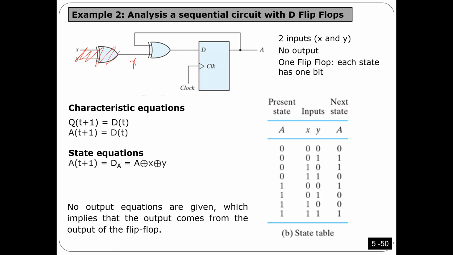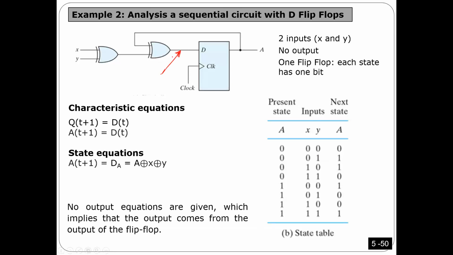So let's see how this one works. This time you have two inputs, and you have only one flip-flop. So how can we do this one? Very easy, very simple. Look here. Number one, similar to what I explained before, the characteristic equation, because this is a D flip-flop, the output is equal to D. The output here at time t plus 1 equals the input here at time t.